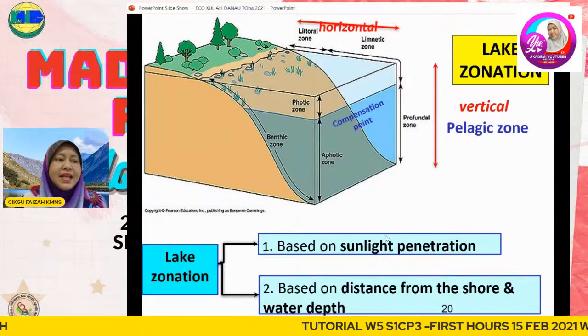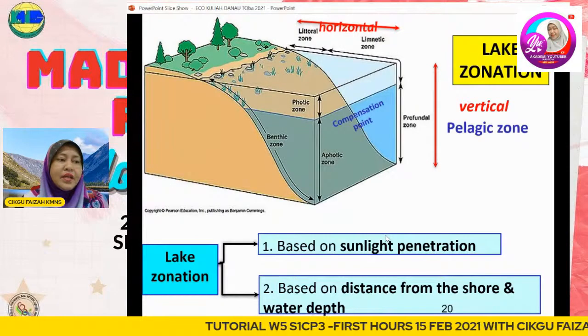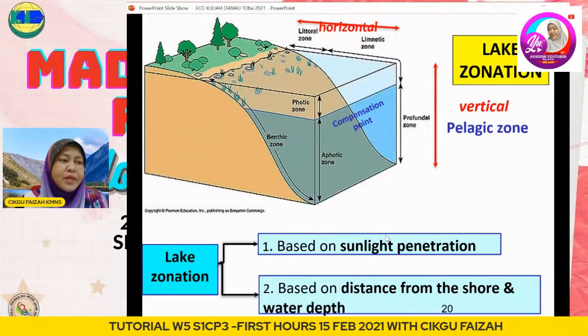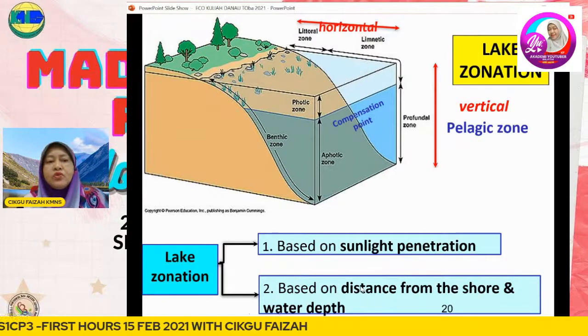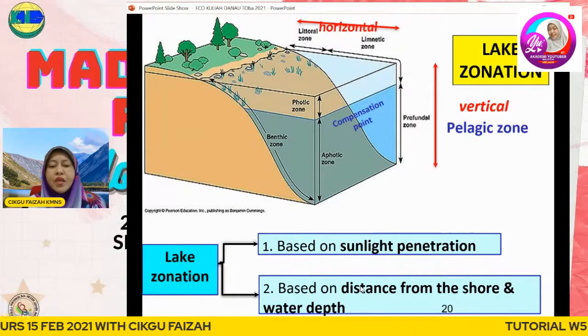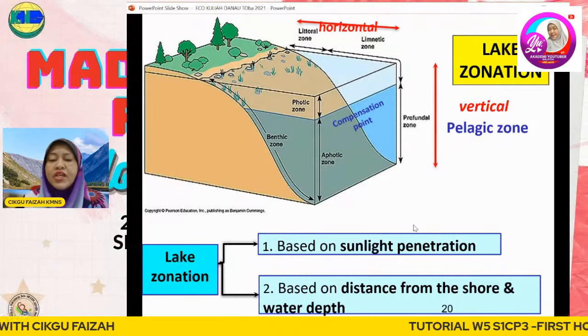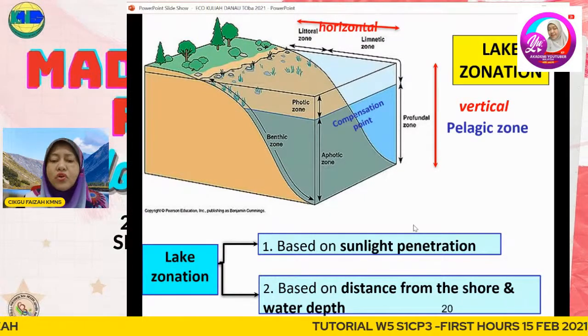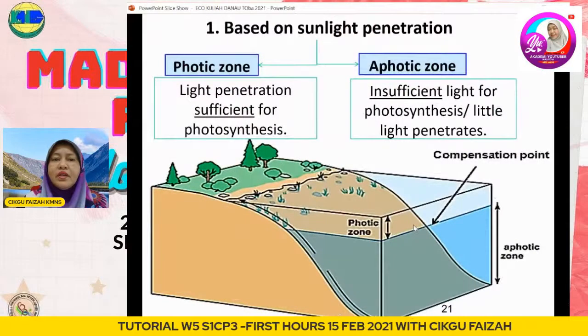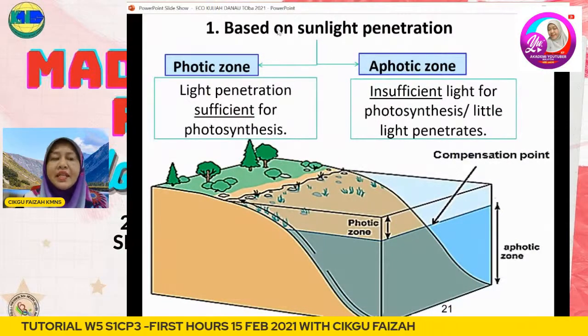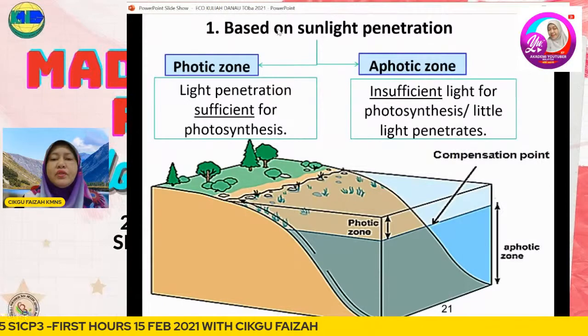Class, sunlight. Okay, yes, Ikram is present. Teacher cannot see Farid yet. Is Farid there? Right, hoping Farid is also here. Okay, so lake zonation is based on sunlight and also distance from the shore and the water depth. Based on sunlight, there are two zones.